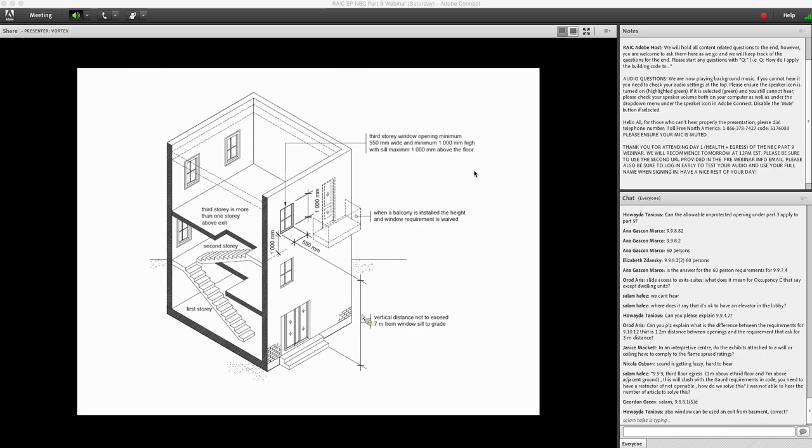Next question is, if we have a 2-story building and less than 600 meters square having residential occupancy, let's say we have a small restaurant on the ground floor, would the building fall under Part 3 or Part 9?